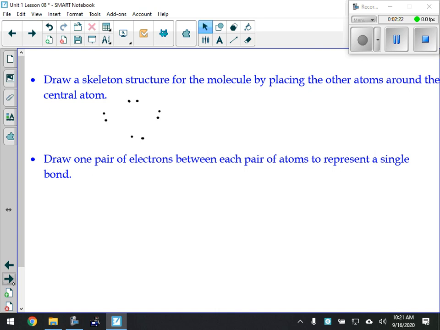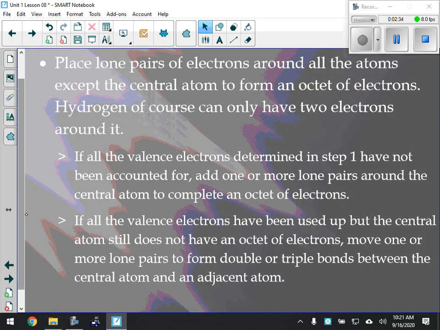We draw a pair of electrons between the center atom and the outside atoms. That's how we connect it together. That's how we make that bond. Then there's a whole list of this stuff here: if you've done the outside atoms, place lone pairs around all the atoms except the central atom to form octets. Hydrogen, remember, only can have 2. If all the outside atoms are filled up and have their octet, we can put some on the center one. If we run out of electrons, we might have to move some pairs of electrons, right? Again, we'll get to that.